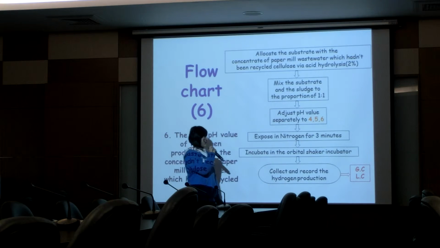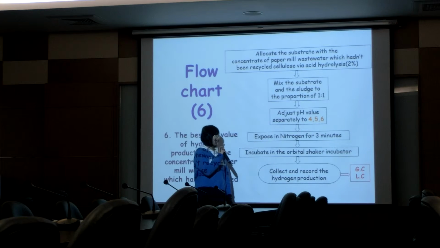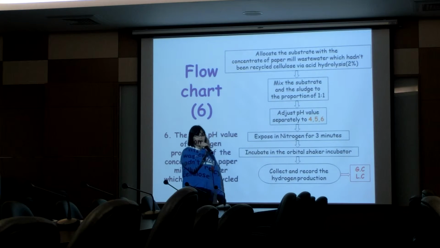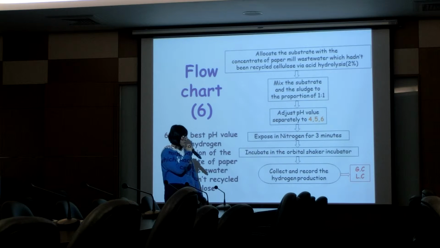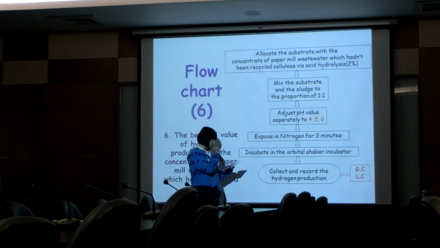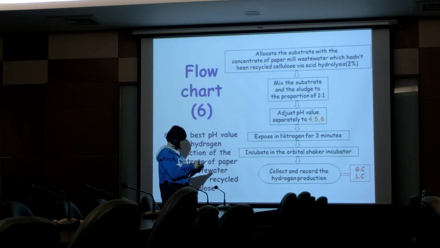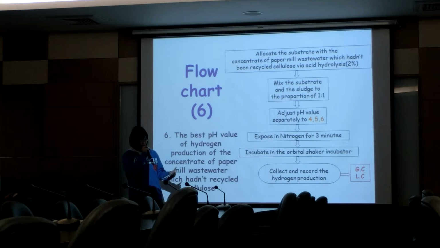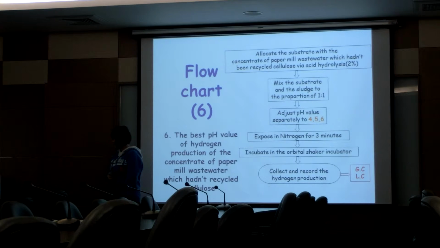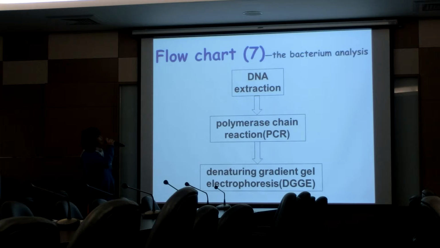Then we can use the gas chromatography to see the hydrogen production, and we can use the liquid chromatography to see the liquid metabolite. This is flow chart 7, the bacterial analysis.